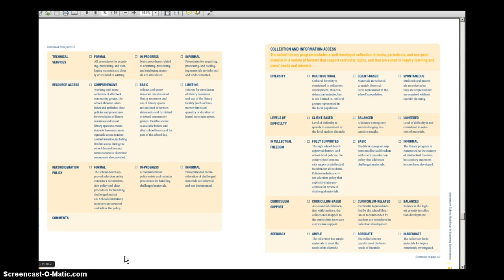Thinking about these areas from a planning guide for empowering learners helps us to assess where our program is in the area of ethical use of information, resource access, and intellectual freedom.